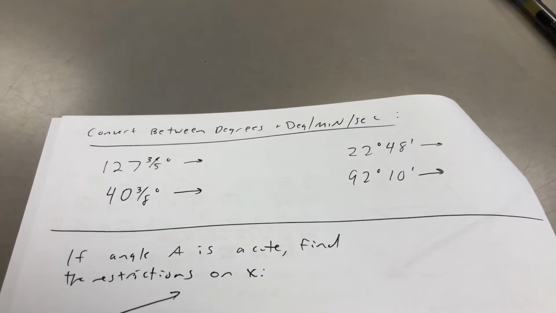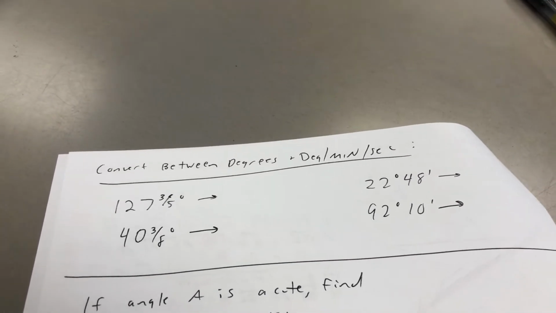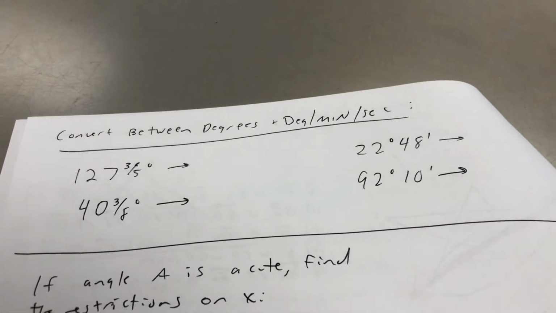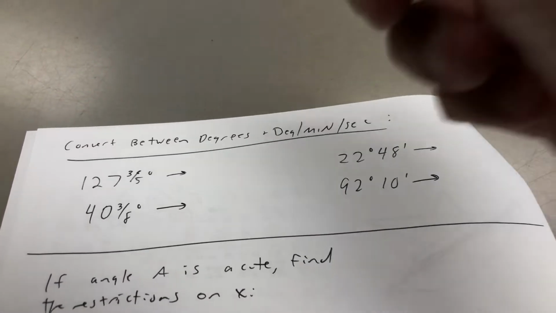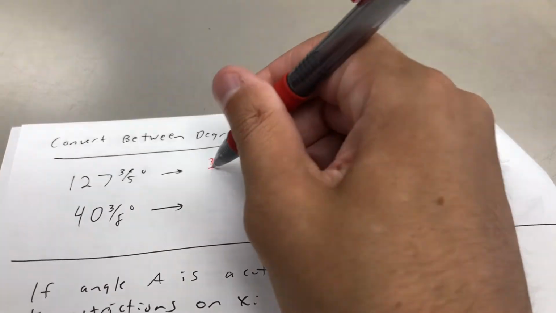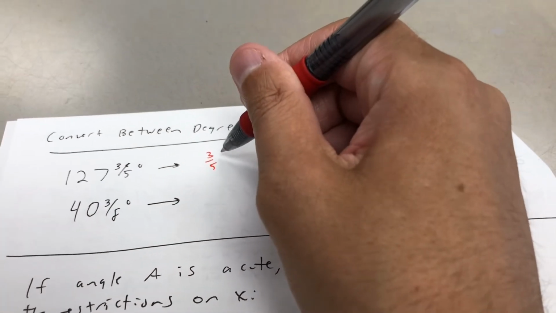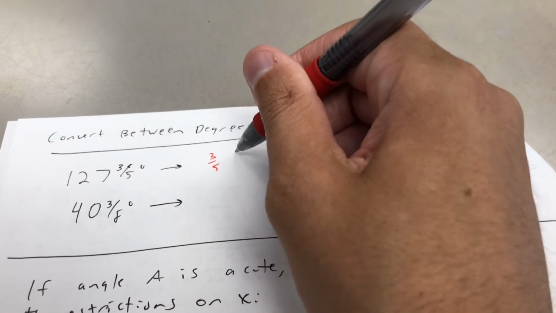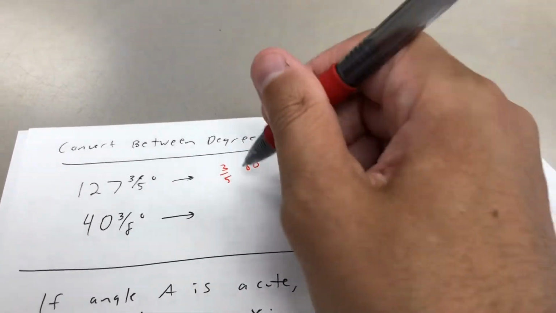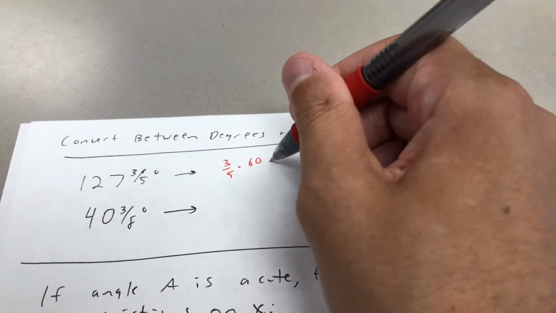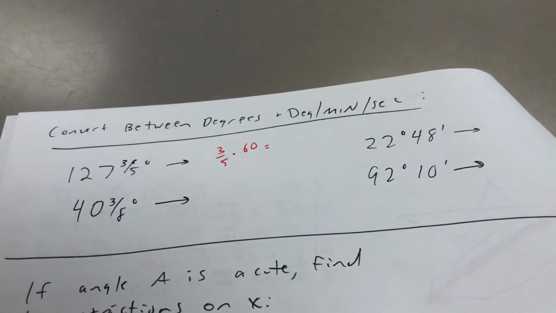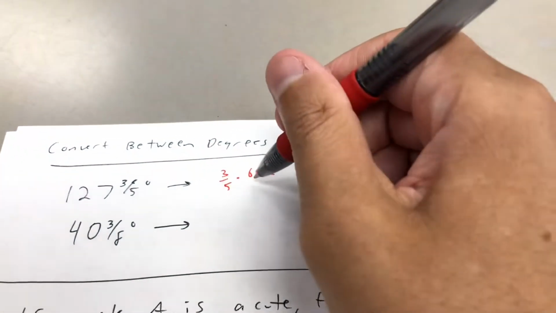Degrees, minutes, seconds conversions. So remember that 1 degree is equal to 60 minutes. What I'm really trying to do here is take 3/5 of a degree, or 3/5 of 60 minutes. If you take a fractional part of something, "of" usually means you're going to be multiplying. So we're really just multiplying 3/5 times 60.